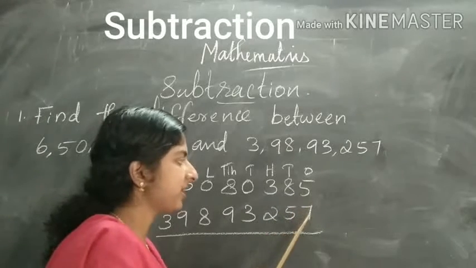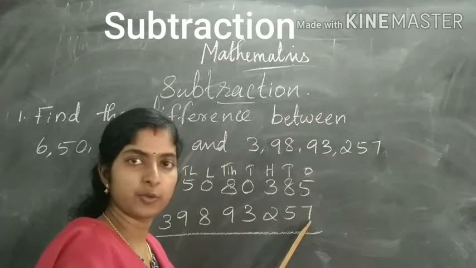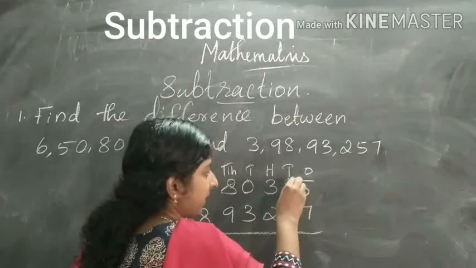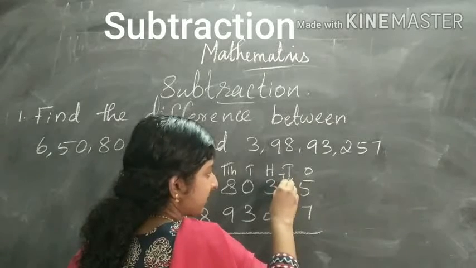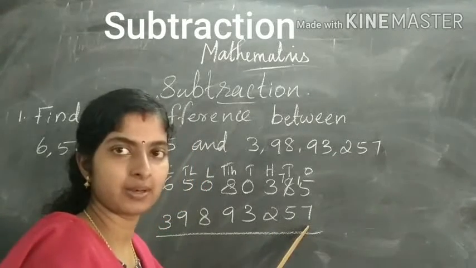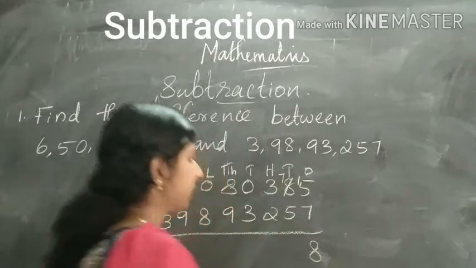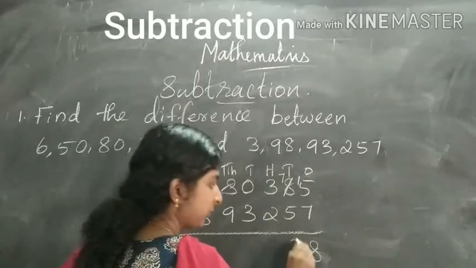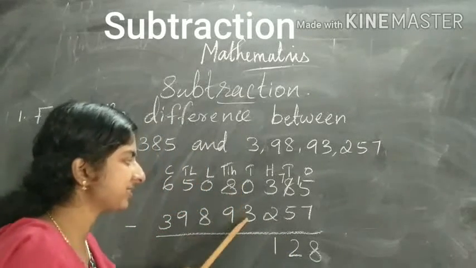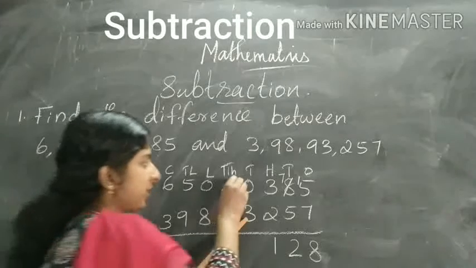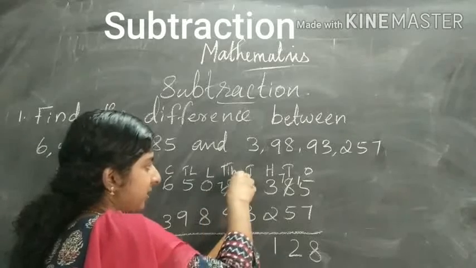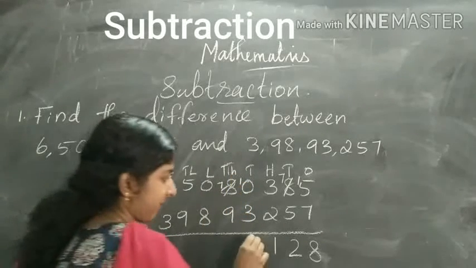Subtraction. 5 minus 7. Is it possible? No. So we take 1 from the left side. Here 8, we take 1, so here 7. Here 15. 15 minus 7, 8. Then 7 minus 5, 2. 3 minus 2, 1. Then 0 minus 3, is it possible? No. So we take 1 from the left side. Here 8, we take 1, balance 7. Here 10. 10 minus 3, 7.